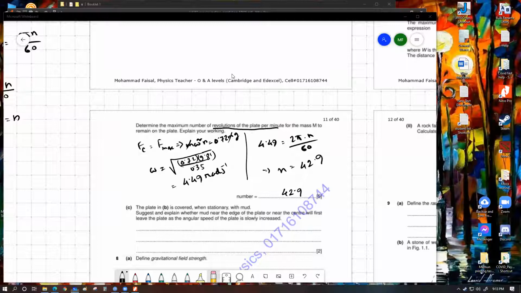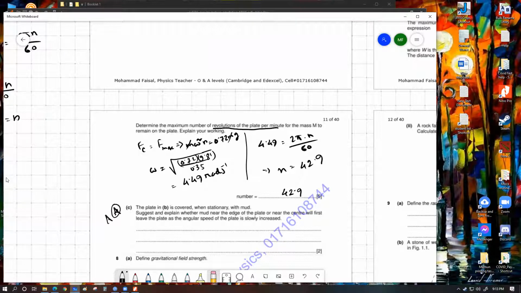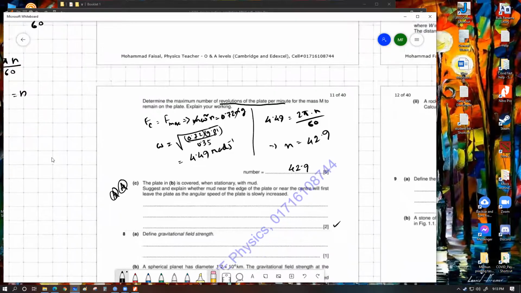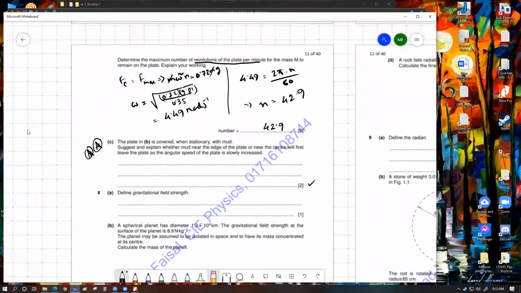here. Okay. So এটা গেল। এখন সি নাম্বার কোশ্চেনটা দেখো। সি নাম্বার কোশ্চেনটা ডেফিনেটলি স্টার মার্ক করা ডিজার্ভ করে, because this is a theoretical question which has 2 marks in it. So let's have a look at this one. The plate in B is covered when stationary with mud.